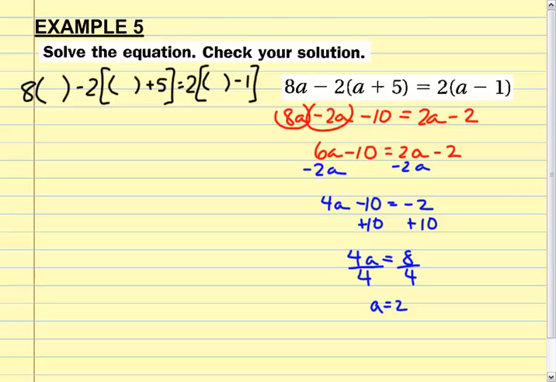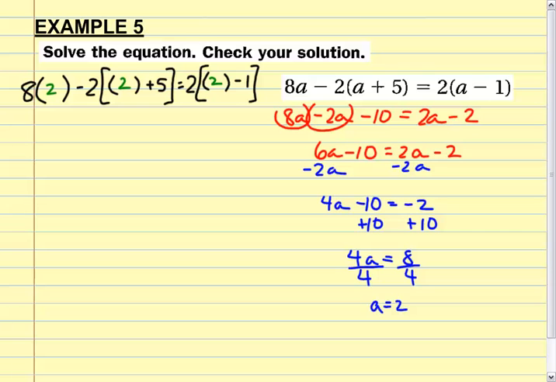Brackets are no different than parentheses. It's just when we have parentheses inside of other parentheses, we turn the outside ones into brackets. Normally. It's okay if you don't, but that's what we do. Okay, so now we've got a equals 2. I'm going to plug it in here, and here, and here. And now I'm just evaluating.